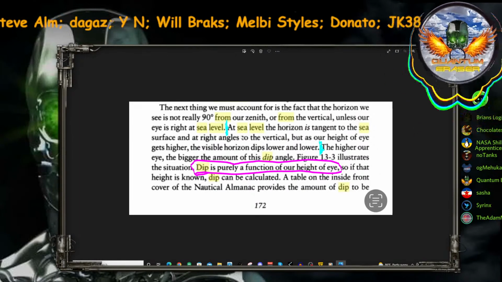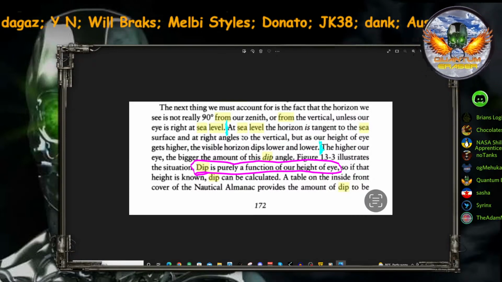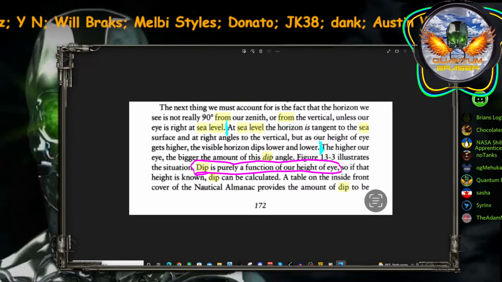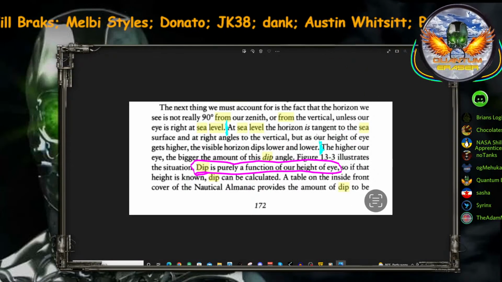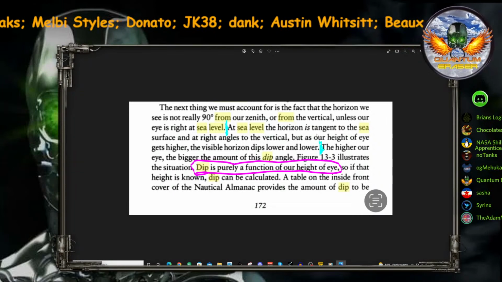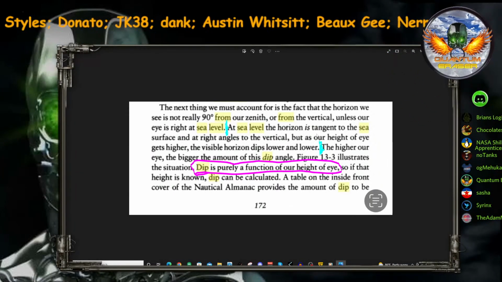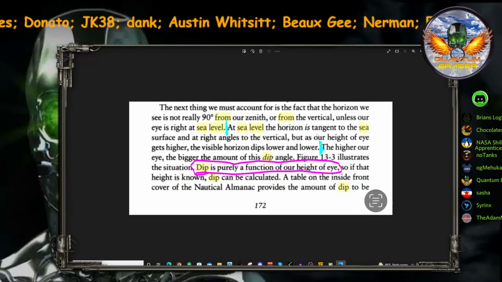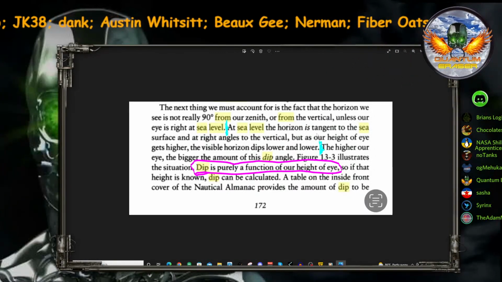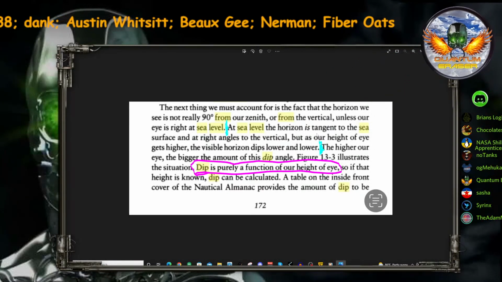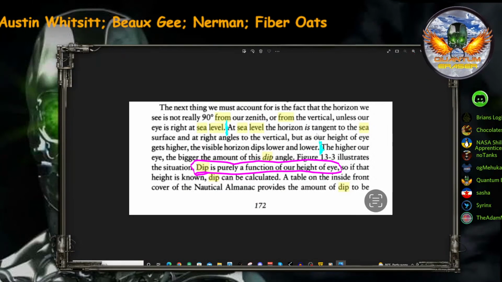If it was a tangent at sea level, there wouldn't be a need for dip, would there? How is the horizon a tangent? At sea level, the horizon is tangent to the sea surface. What? That's what I said. That doesn't mean anything more than at sea level.